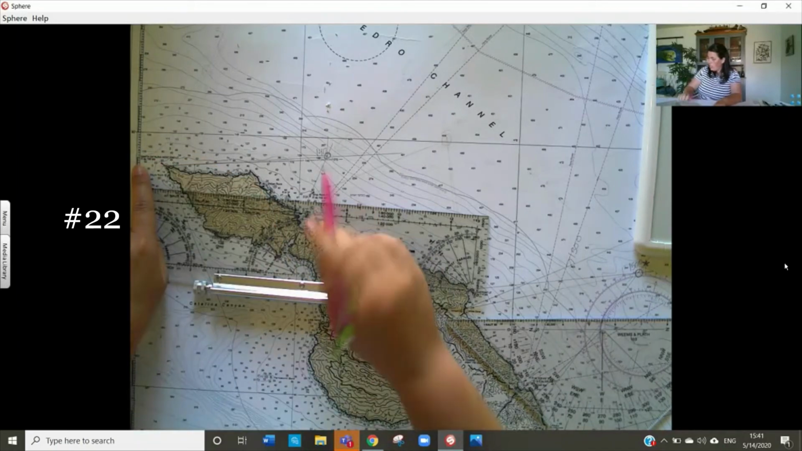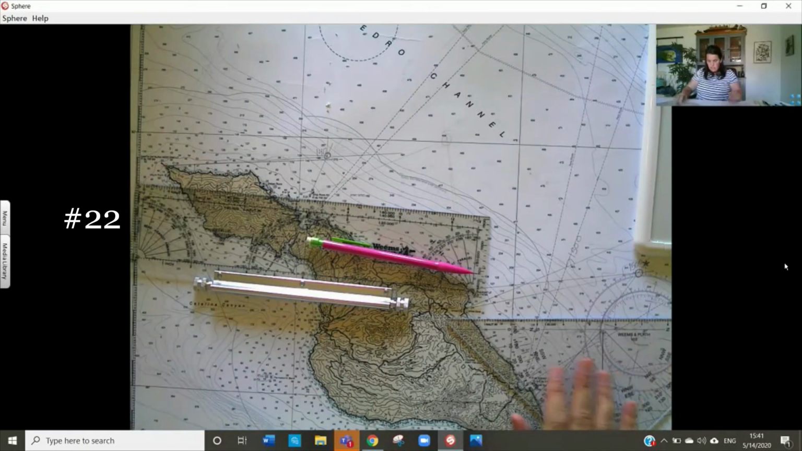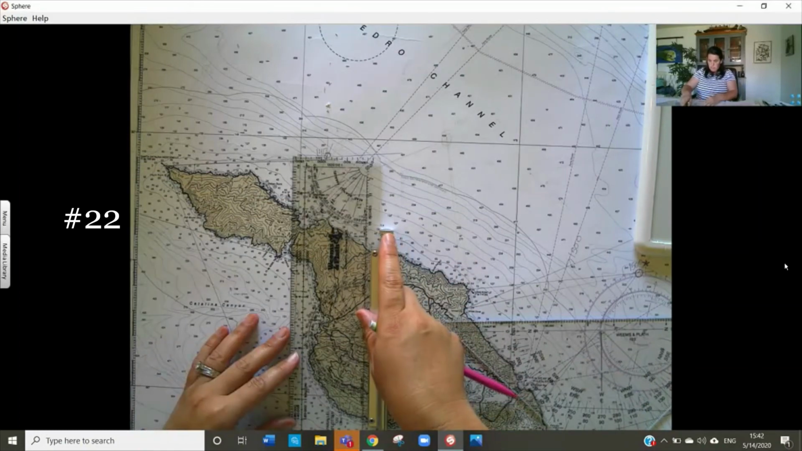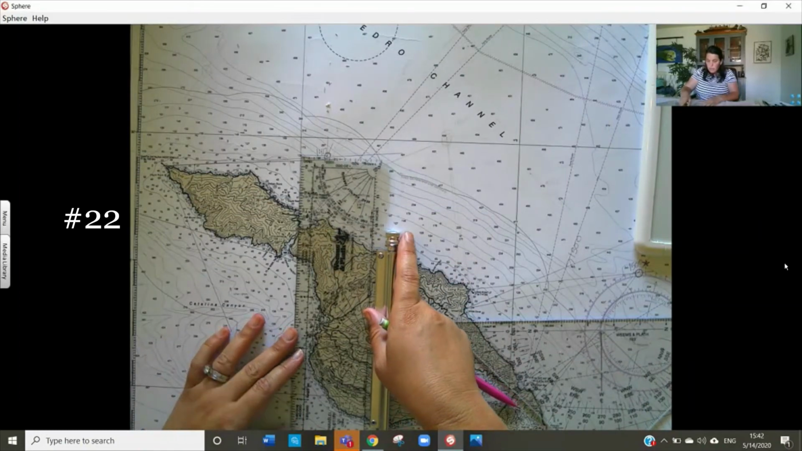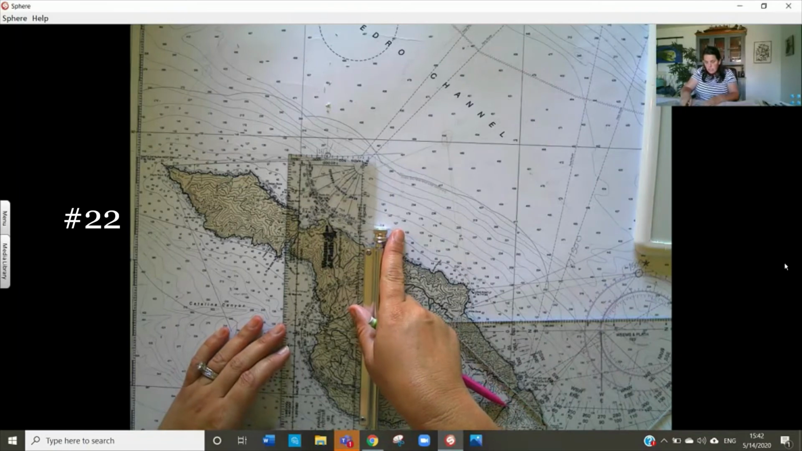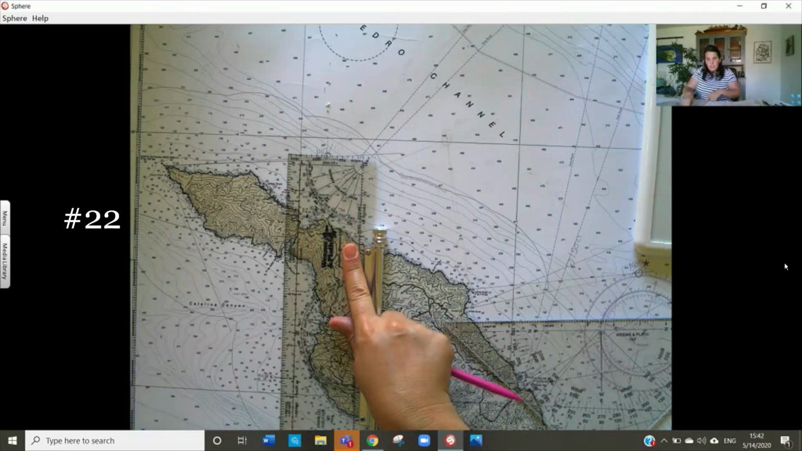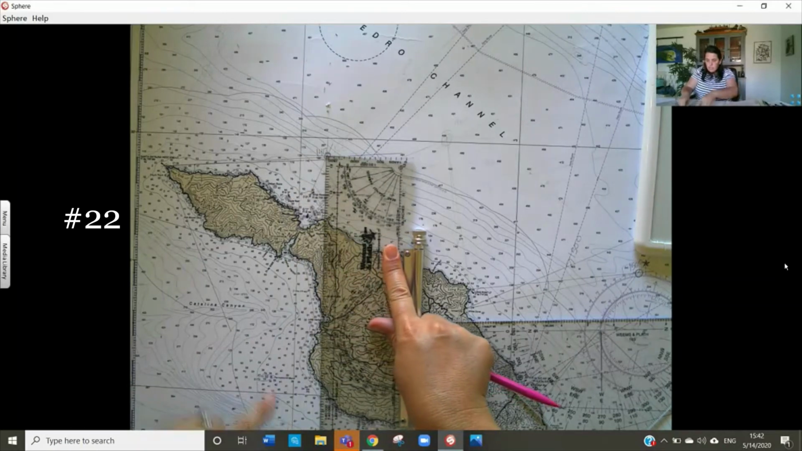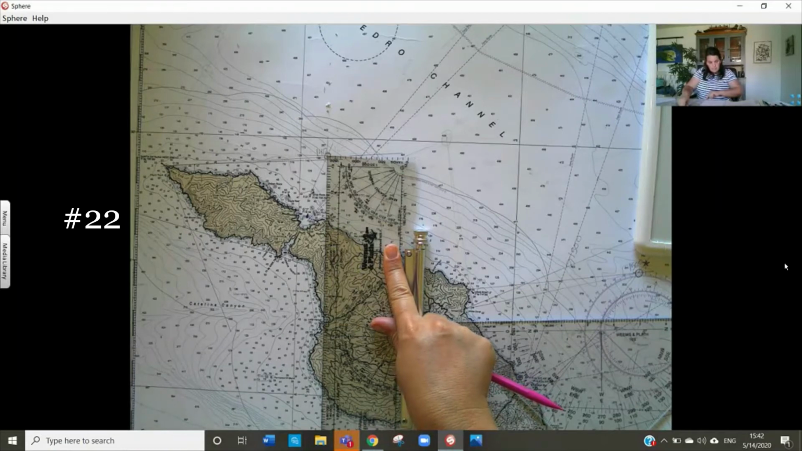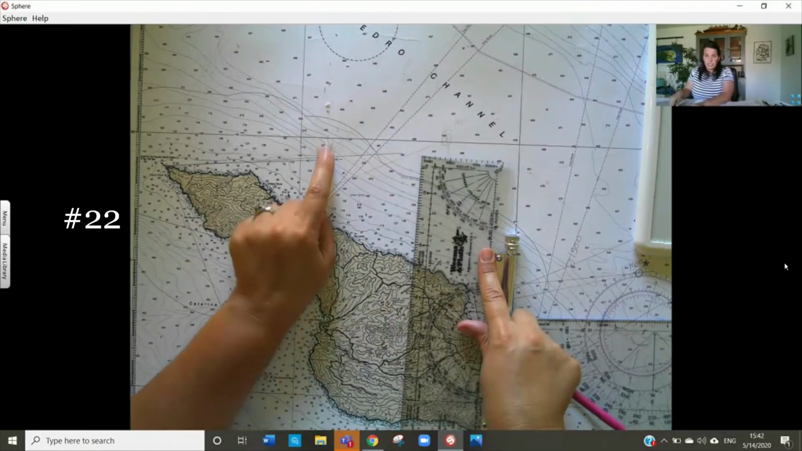And then for longitude, let's see, does it reach this? It would barely reach. Let's try it. So nice and straight on our meridians, and then roll it over and bring it down. Oh, you can't see. Bummer. We get 118.28 for our position.